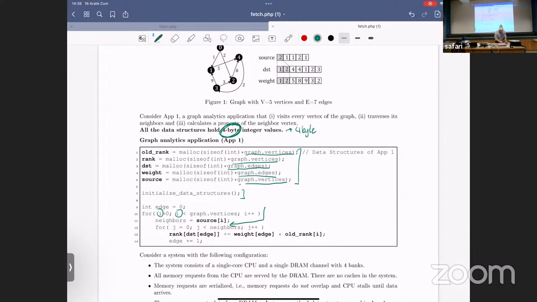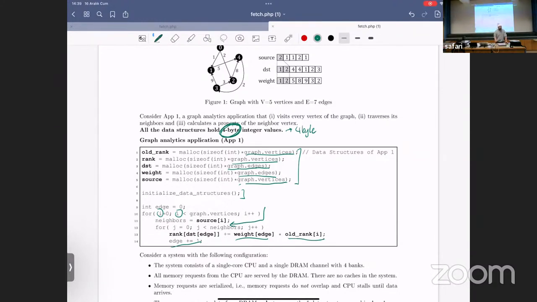Then we need to iterate on top of the neighbors. When we iterate on top of each one of the neighbors, we first need to do 2 reads. Our first read was the source of I. The next read was the weight. We need to read the weight at the edge, right? And as you can see, the edge is a counter that progresses after its nested loop. I will say why this is important in the first question.